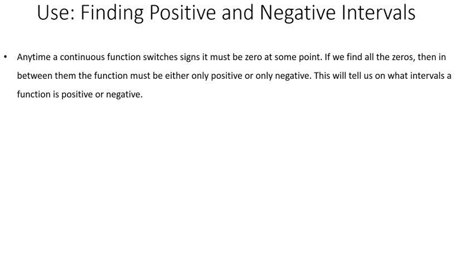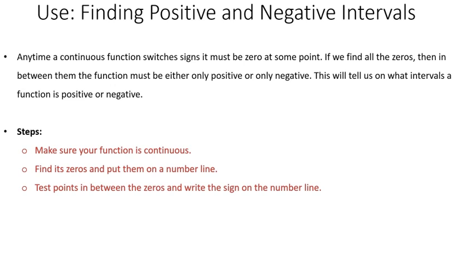Let's look at the steps. First, make sure your function is continuous. You already know how to do that. Next, find its zeros and put them on a number line. Lastly, test the points in between the zeros and figure out what y values you get. Write the sign of those y values on the number line. Let's look at our example.